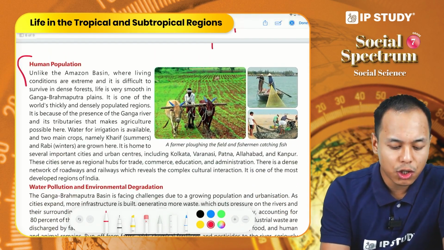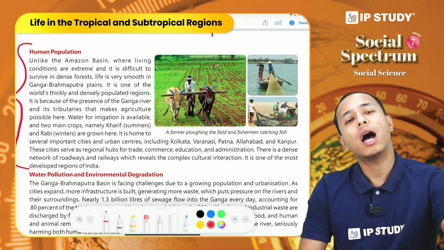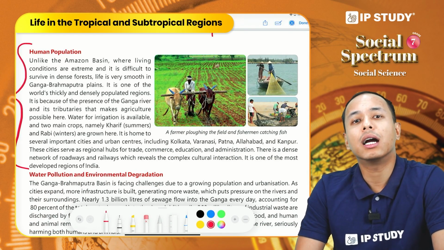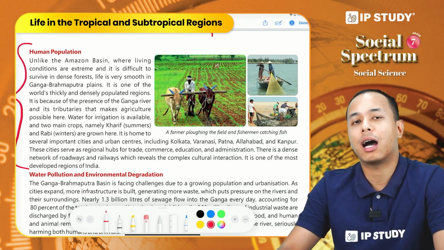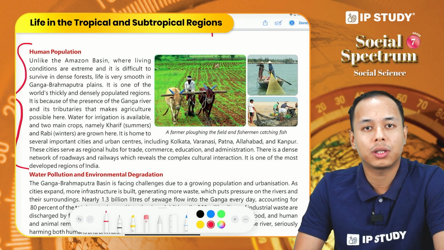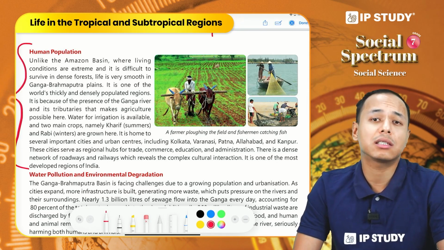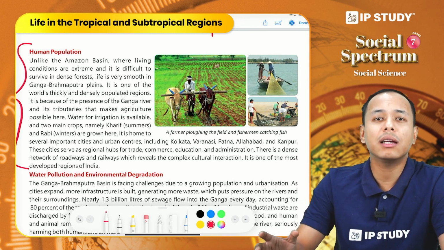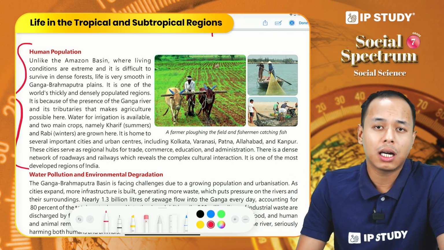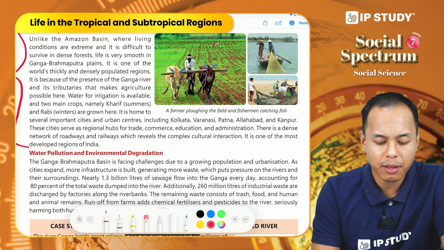Now let us see the human population of Ganga-Brahmaputra Basin. So unlike the Amazon basin, life in Ganga-Brahmaputra Basin is not that harsh or extreme. Life here is smooth and comfortable because the Amazon basin is mostly dense rainforest, so people living there have a very harsh lifestyle. But in Ganga-Brahmaputra Basin, it is not harsh. Okay, it is very smooth and comfortable.